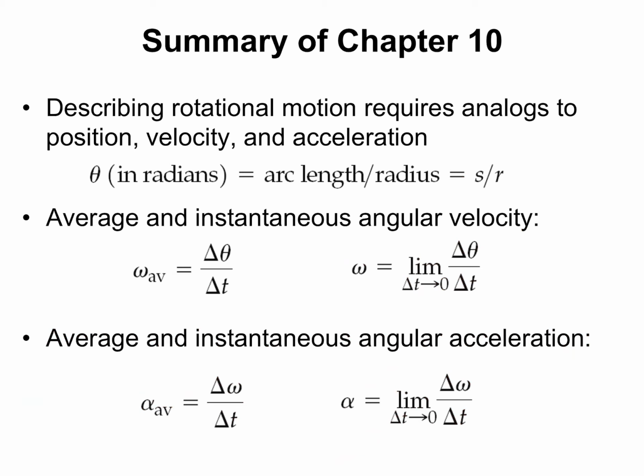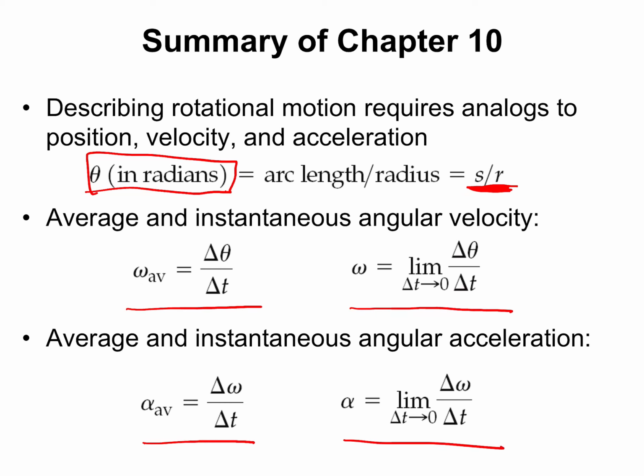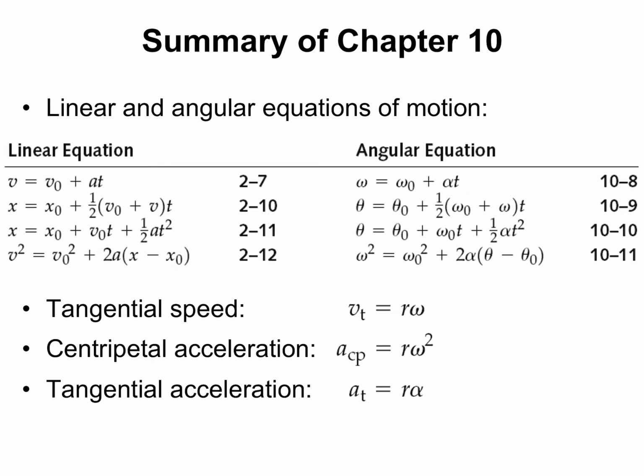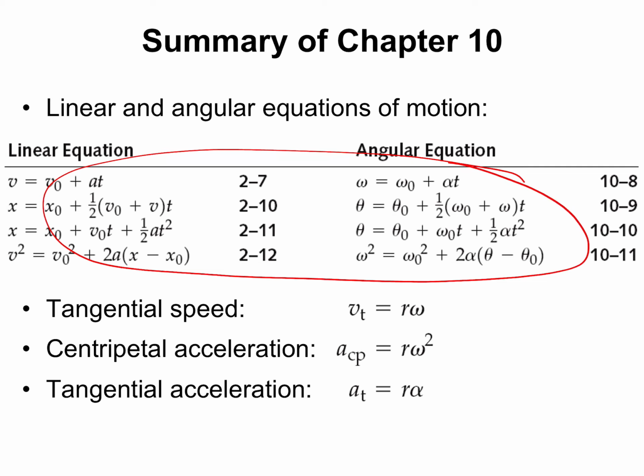To make a summary, this chapter describes rotational motion, and everything starts from the definition of position. Position in rotational motion is an angle, and that angle equals S over R. Once we know the position, we can describe displacement and velocity: average velocity, instantaneous velocity, average acceleration, instantaneous acceleration. Then we can use the kinematic equations. Here is a bunch of kinematic equations, very similar to the linear ones.